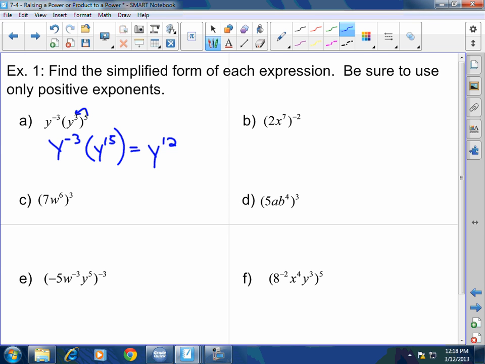Very good, son. This is going to be 2 to the negative 2 times x to the negative 14th. Great job, man. Which is going to become 1 over 4 x to the 14th. Why? Because I had that negative exponent. When I have a negative exponent, I got to bring it down to make it positive. Does that make sense? Yes, sir?